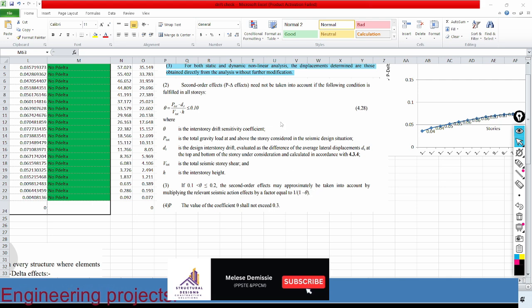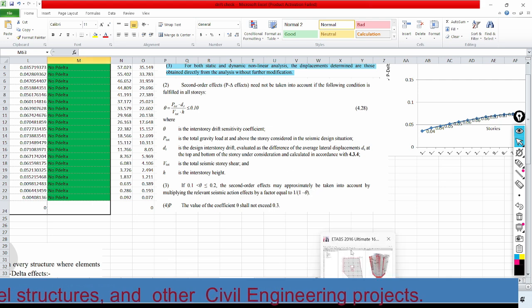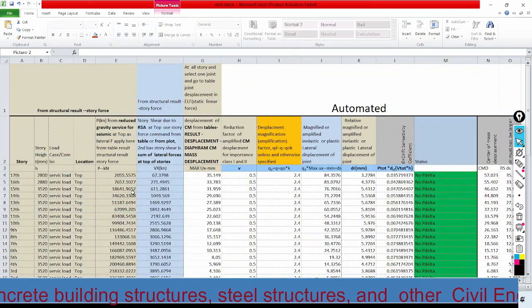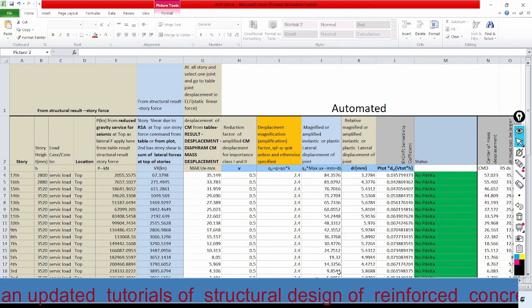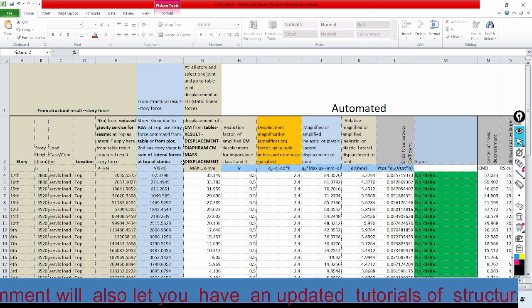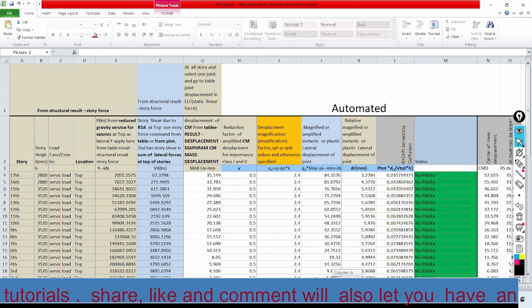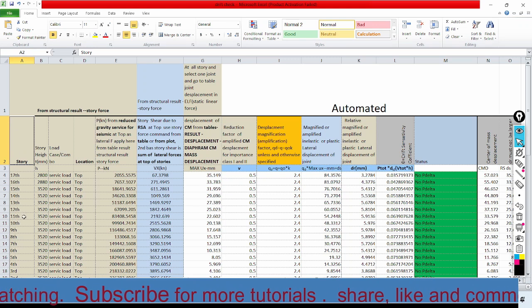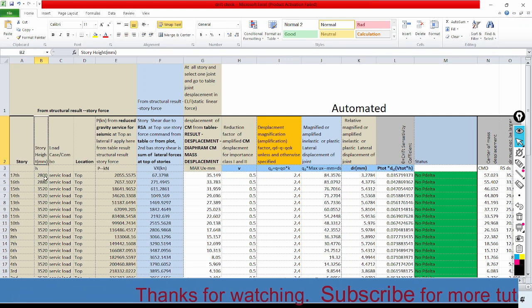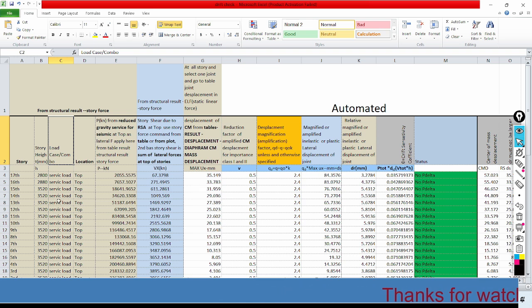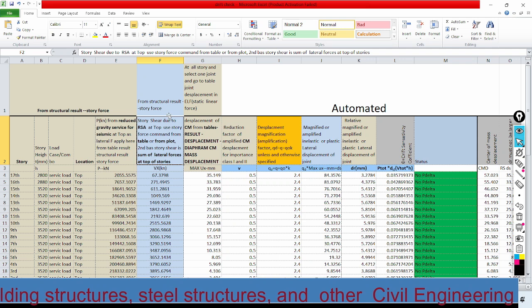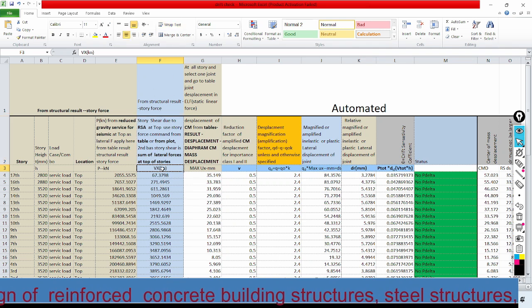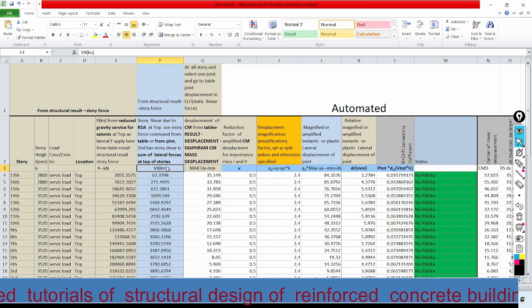So just having this in mind, we can come to our ETABS model. I have already prepared a spreadsheet. This spreadsheet is prepared to check whether I need to consider P delta or not in my structure. Here, this is the story name, and this is the story height, and this is the load case that I have to take into account, and this is the location, and this one is the gravity load, that is P, and this one is the story shear, which is V in X direction. We can change it in Y.